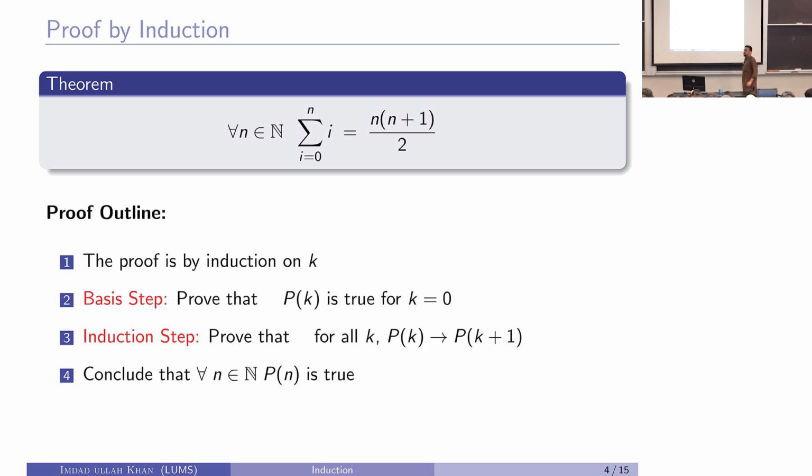I prove that, and next I prove that for all k, if p of k is true, then p of k plus 1 is also true. And then I conclude that for all n, p of n is true.